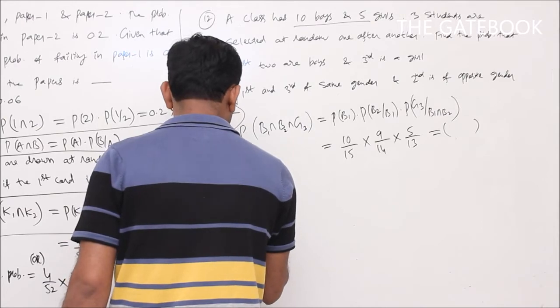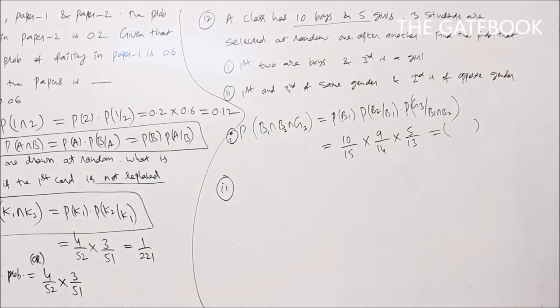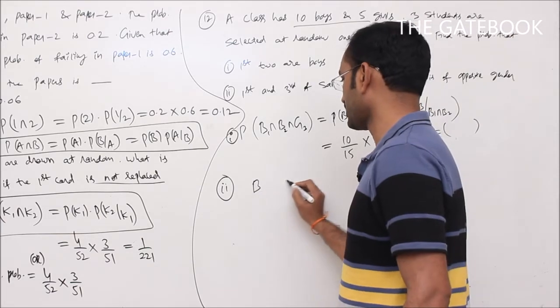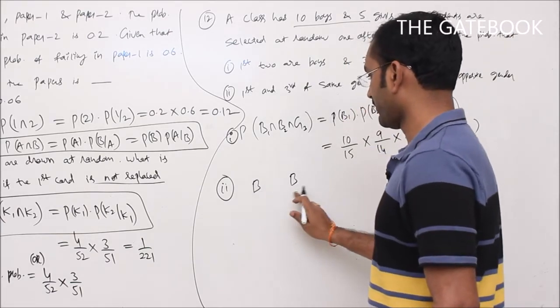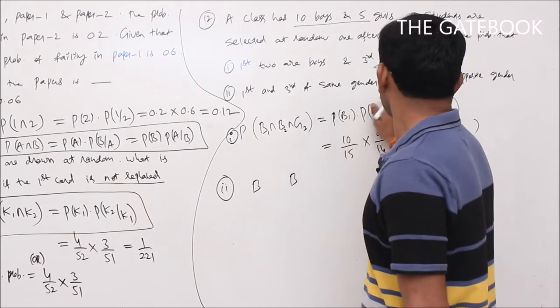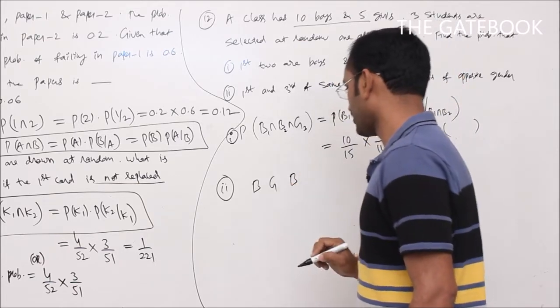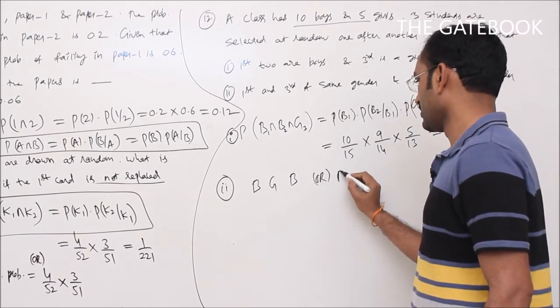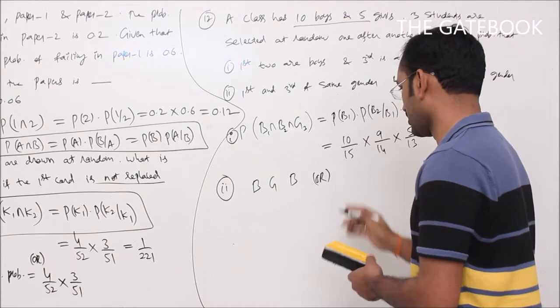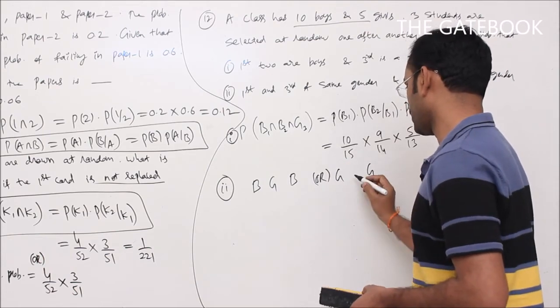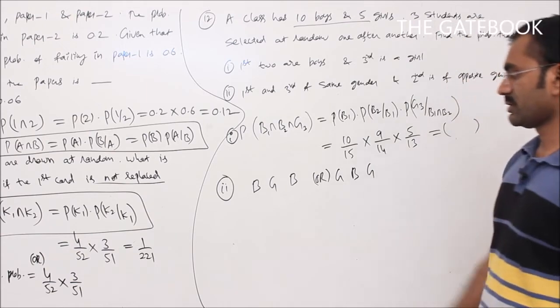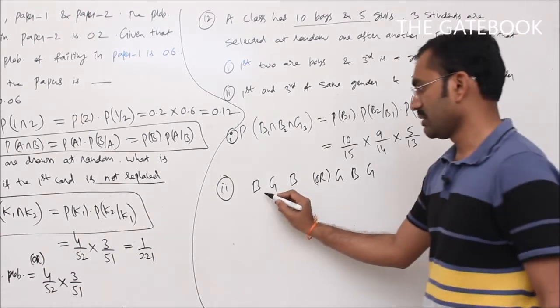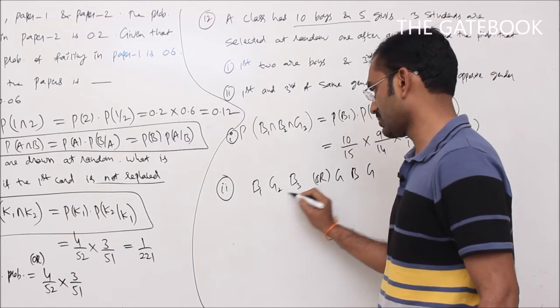Now if you see the second question: first and third of the same gender and the second of the opposite gender. First and third of the same gender means I can fill first and third with boys, and the second is of opposite gender means I can insert a girl in between two boys, or I can go for another combination. First and third I can take girls, and in between two girls I can insert a boy. You can go for this combination or this combination, corresponding to positions 1, 2, 3.